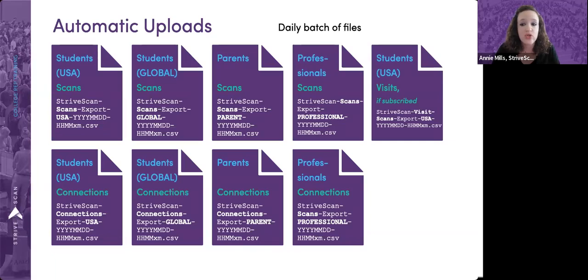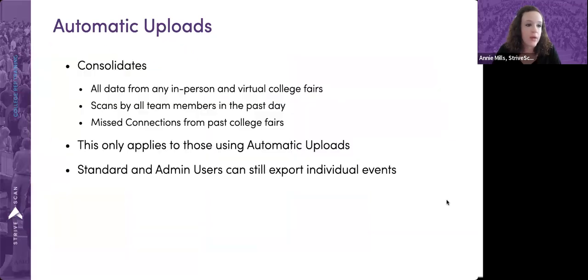As an example, your institution may decide to treat scans and misconnections differently. You might want to send a different message to people you actually met and scanned, as opposed to misconnections who may be interested in your institution but didn't get a chance to actually meet you at an event. Using StriveScan's file naming conventions, you can distinguish between each data type in order to customize your approach.